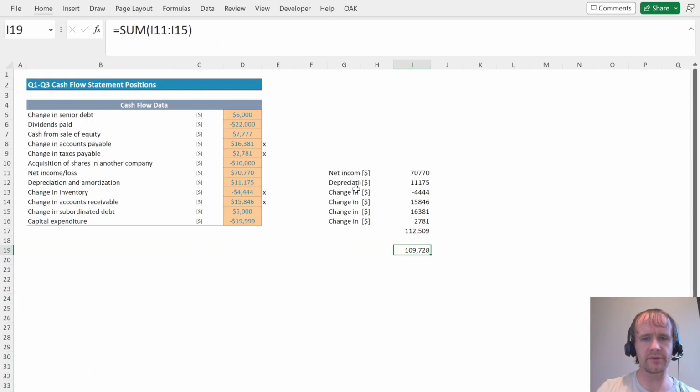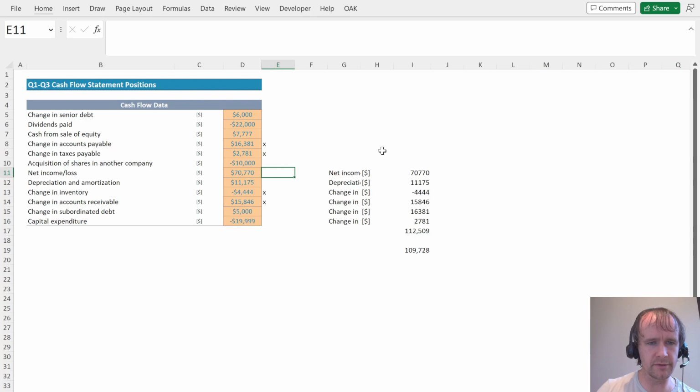Cash flow from investing activities. Oh, I should have left my X's in place. Whoops. So that's in there. That's in there. So shares in another company, that would be an investing activity. Sale of equity would be an investing activity. Dividends paid, I think, goes under investing activity. Change in senior debt is no, dividends, isn't that a financing activity? Oh god, not as confident on this as I would be if I lived this stuff day to day.